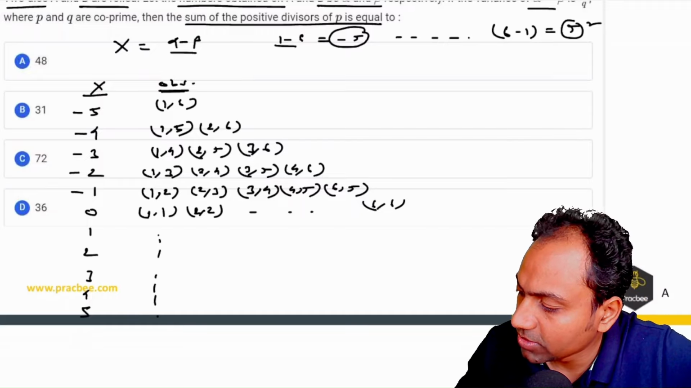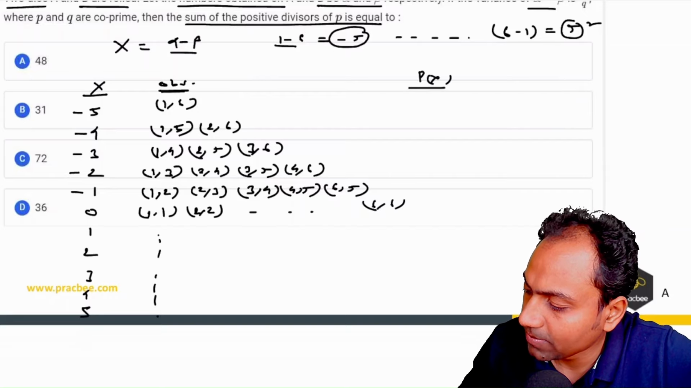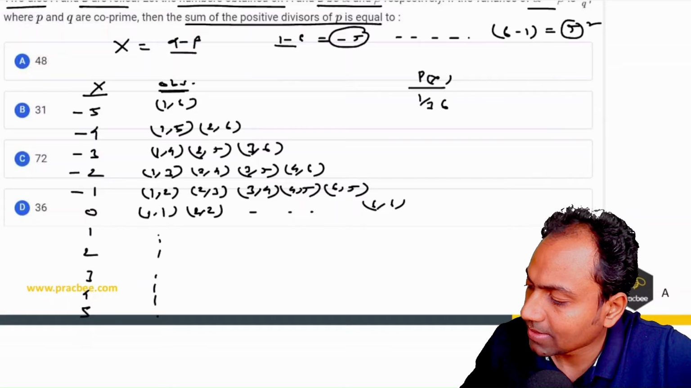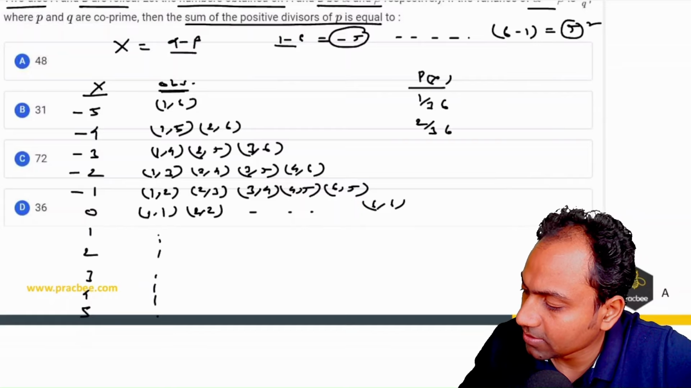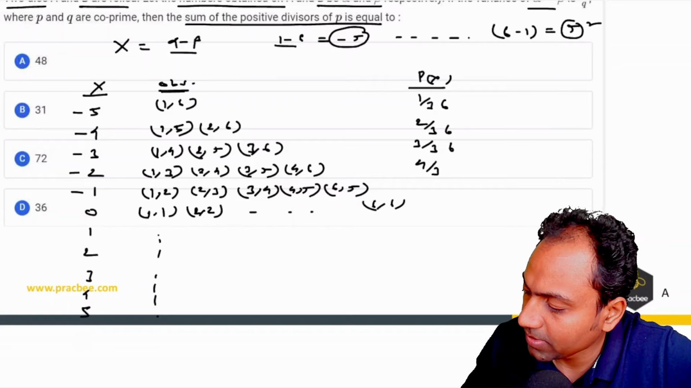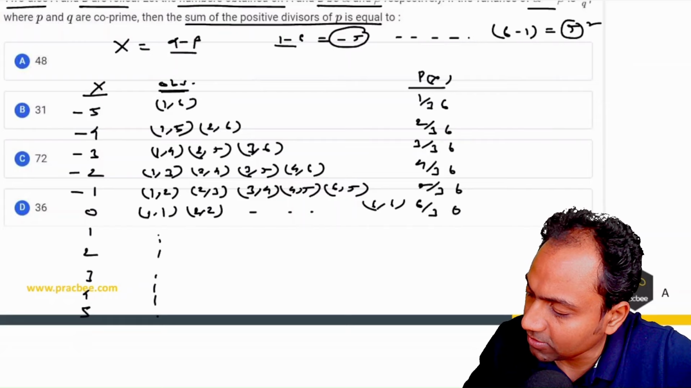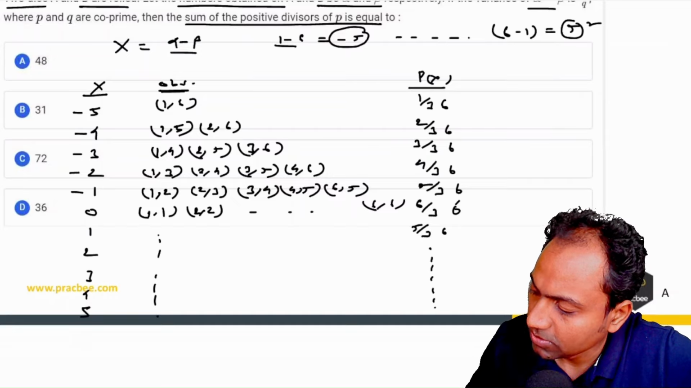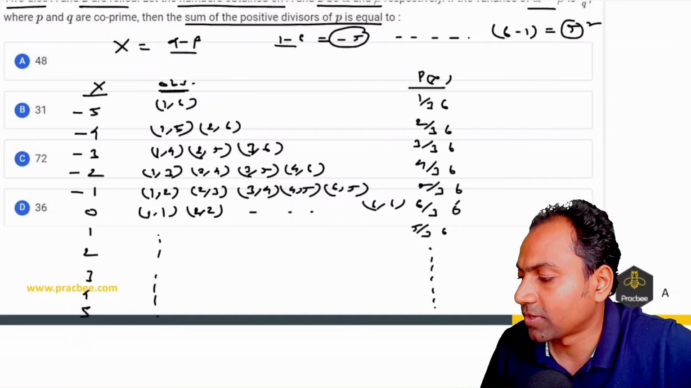Corresponding to this, if we want to write the value of P(x), in the first case it is going to be 1 by 36. In the second case it will be 2 by 36. In the third case it will be nothing but 3 by 36. In the fourth case it will be 4 by 36. In the fifth case 5 by 36. In the sixth case 6 by 36, and the same values will again repeat in the opposite order. So this will become 5 by 36, so on and so forth. This is again getting repeated. There's no need to worry about it.